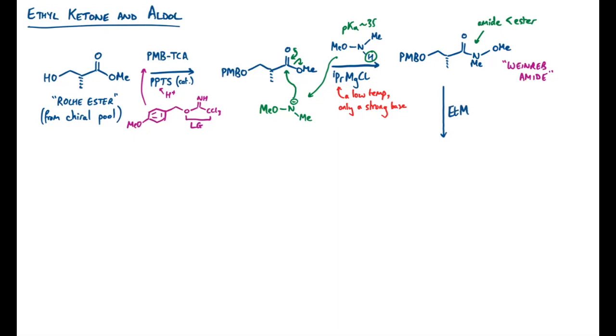Next step, we take the Weinreb amide and react it with ethyl magnesium bromide. Again, that's commercially available, or you can make it yourself, I guess, if you wanted to. And that will take us to the ethyl ketone that we wanted.